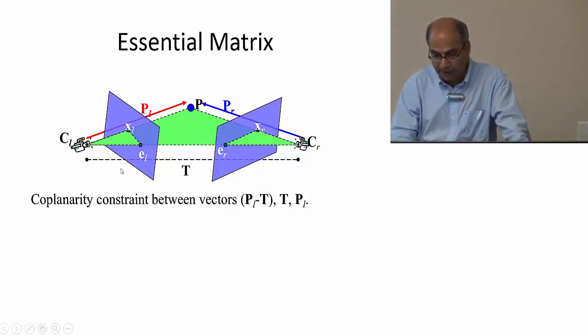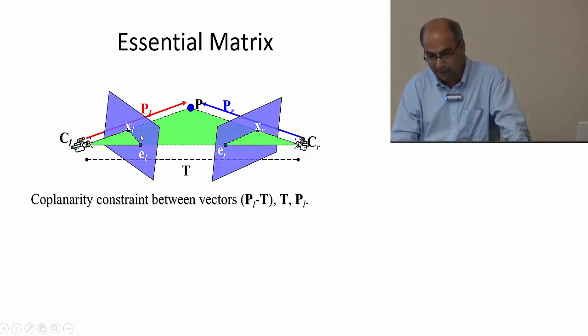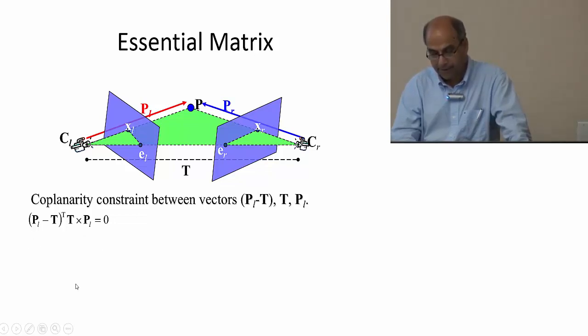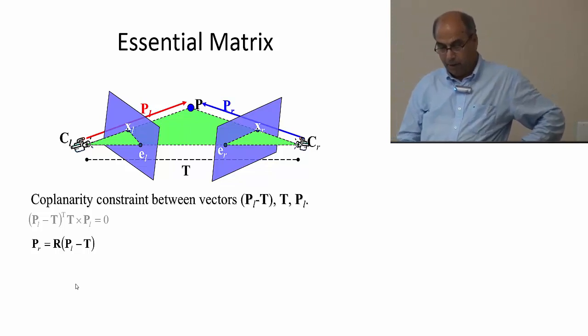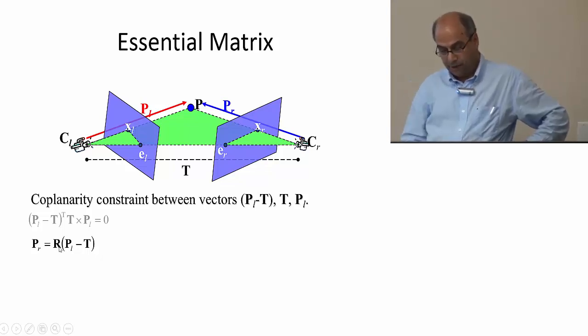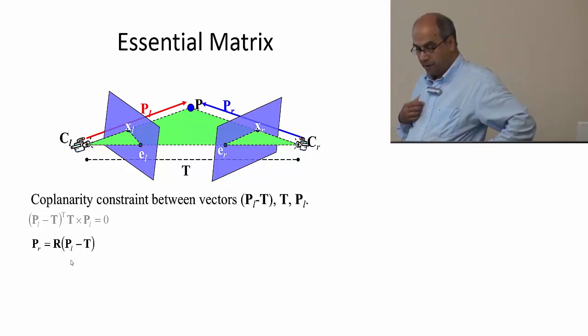So we have these vectors: the T vector, the PL vector, and the PL minus T vector. These vectors are in the same plane, the epipolar plane. Therefore, we can take the vectors T and PL, find the cross product, and take the dot product with the third vector, PL minus T. This has to be zero because they're on the same plane. Okay? Also, we can relate PR, which is this vector, to PL with respect to this coordinate system, because the translation between them is T. So we take PL, translate it by T, and apply a possible rotation to that. So we can go from PL to PR like this, which is a simple rigid transformation as we've been talking about.